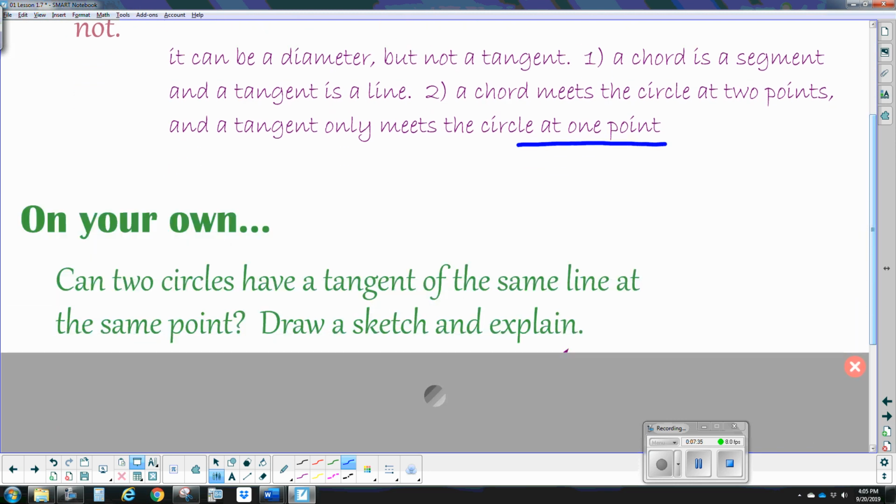Okay, and then the second question, can two circles have a tangent of the same line at the same point? Draw a sketch to explain your answer. So again, pause the video while you work, and then you can unpause for the solution.